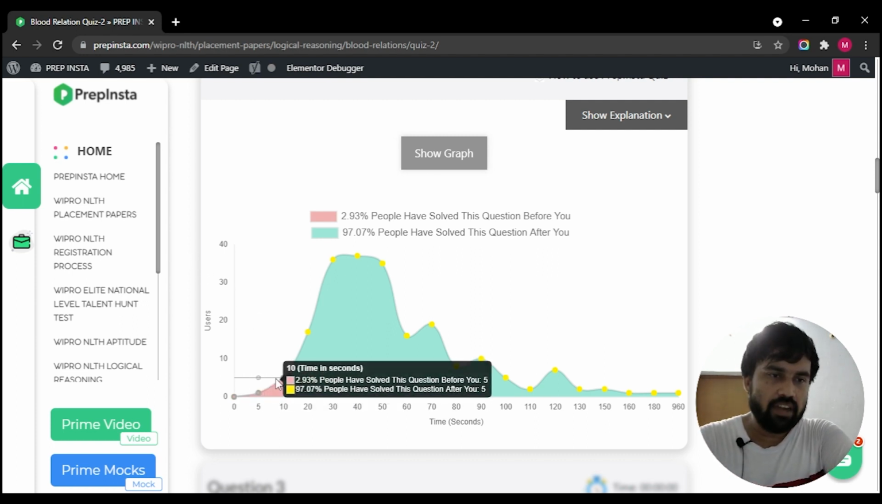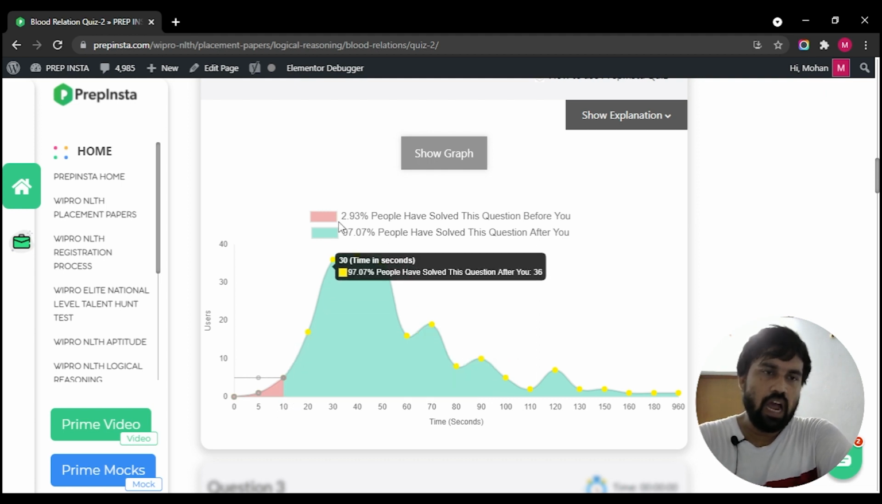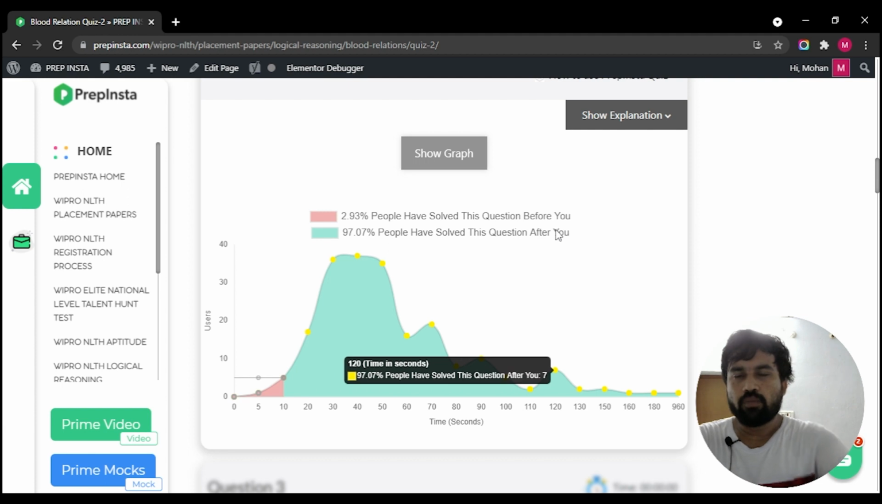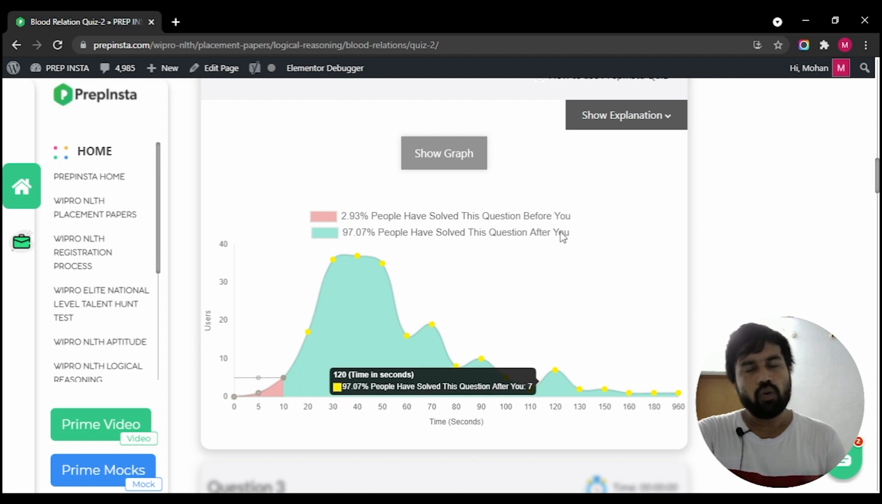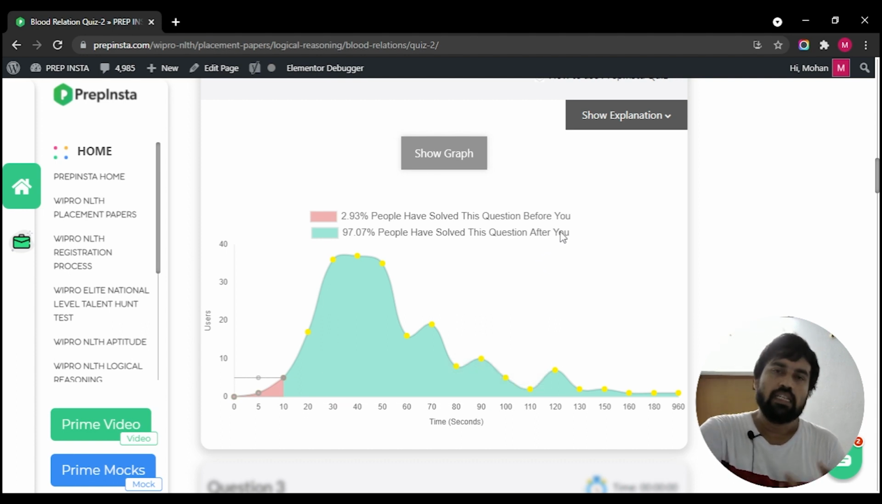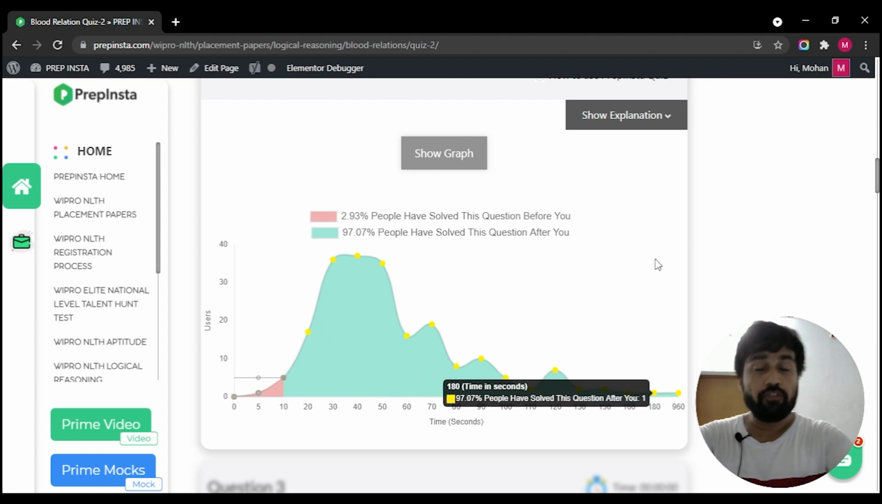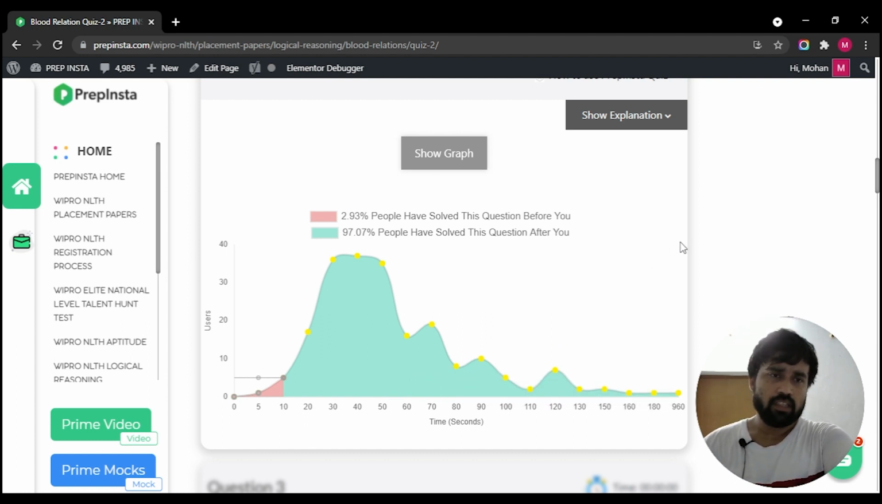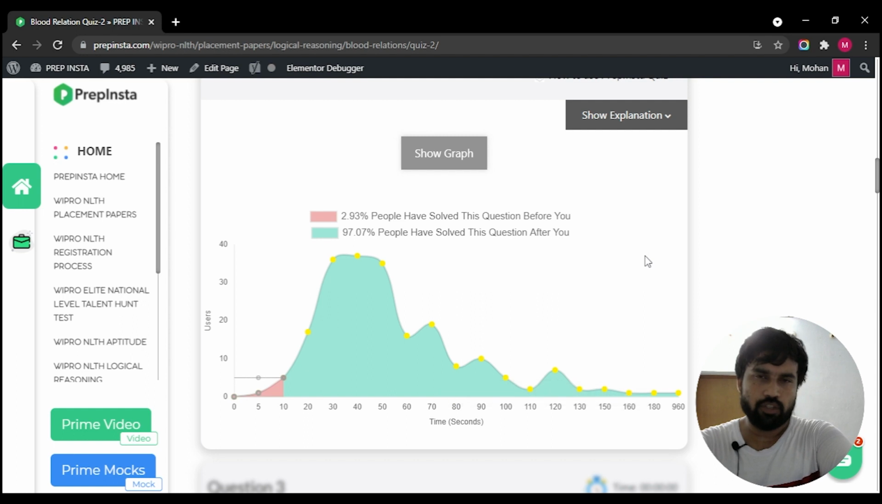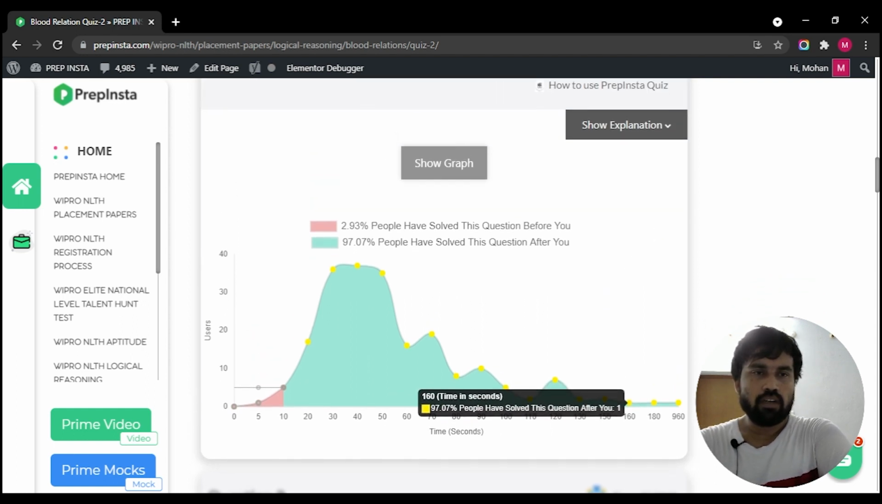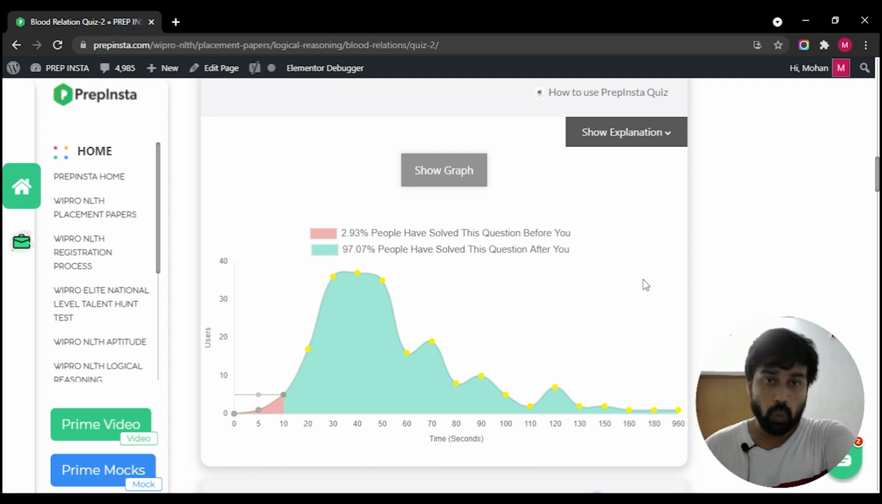Just look at here, I have attempted this problem in just 10 seconds, and around 3% of people have solved this problem before me, and 97% of people attempted this problem after me. So I will be in the top 3%, so that my selection chances will be more. For example, I'm just thinking about this problem. If you do this for all the problems also, you will be in the top 3%. And I always suggest the students to be in the top 15%, and you will get placed in any company. In any written test, if you are in the top 15%, in any round, you will be selected for that company. For sure, I will assure that. So remember, top 10% is your goal for any question.